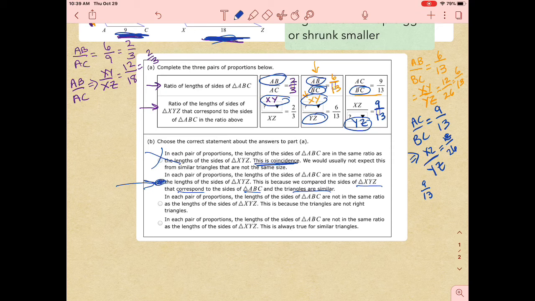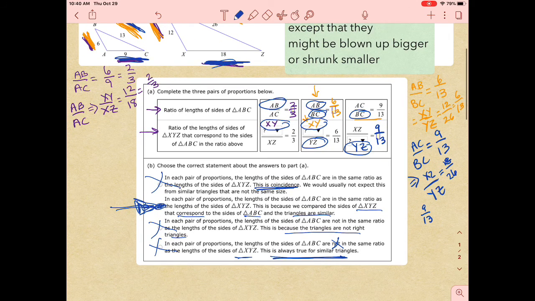Yes. And then it gets a little weirder here. In each pair of proportions, the lengths of the sides of triangle ABC are not in the same ratio as the lengths of the sides of triangle XYZ. That's not true, and it doesn't have anything to do with them being right triangles. In each pair of proportions, the lengths of the sides of triangle ABC are not in the same ratio as the lengths of sides of XYZ. Well, yes, they are, and this is always true for similar triangles. If we took out the word not, then that would be true. Anyway, there's your right answer.